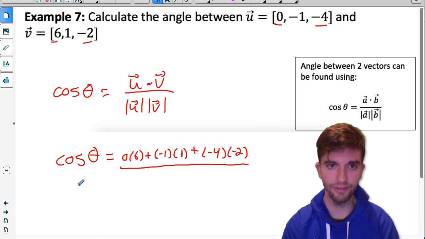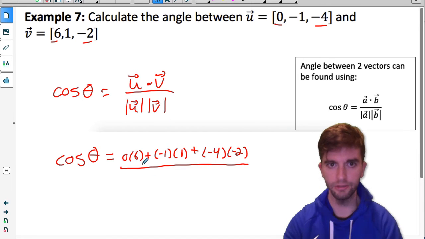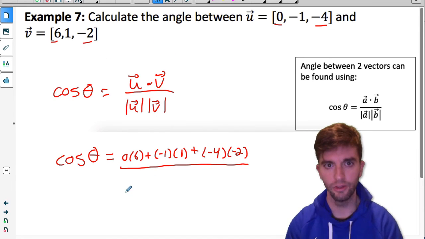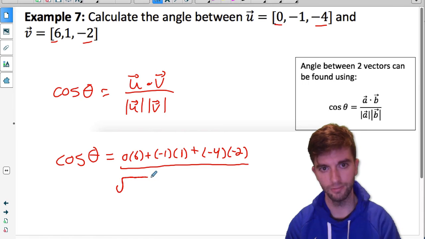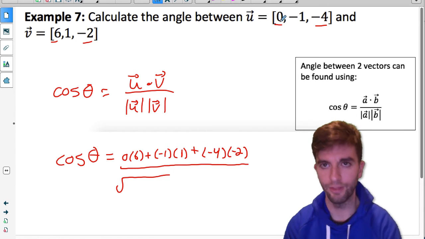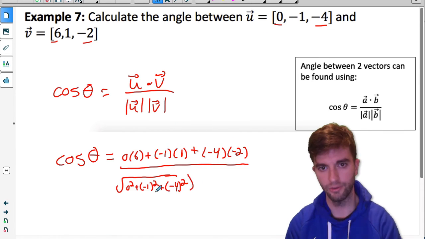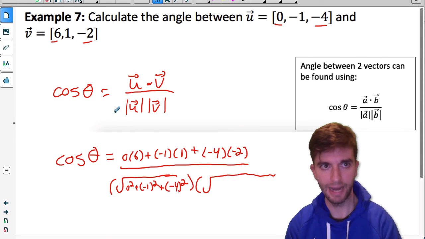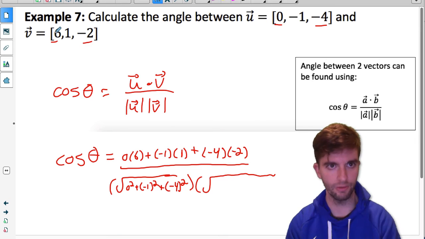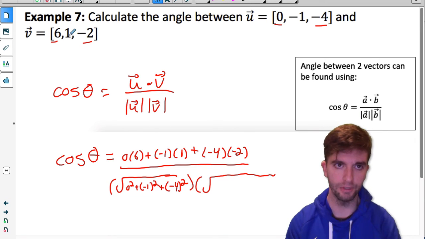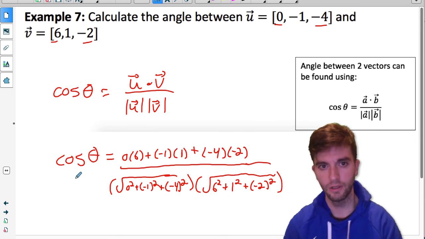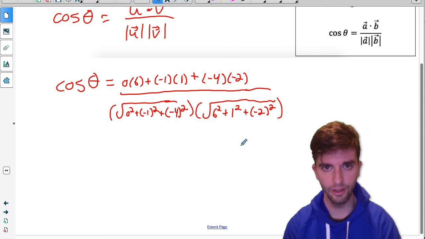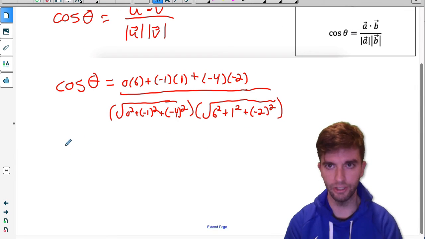I have to divide this by the magnitude of vector u times the magnitude of vector v. So I can find the magnitude of vector u by doing the square root of the sum of the squares of its components. I have to multiply that by the magnitude of vector v, which would be the square root of 6 squared plus 1 squared plus -2 squared. And now I just have to simplify this and do inverse cosine of the ratio, and I'll get the angle in degrees.